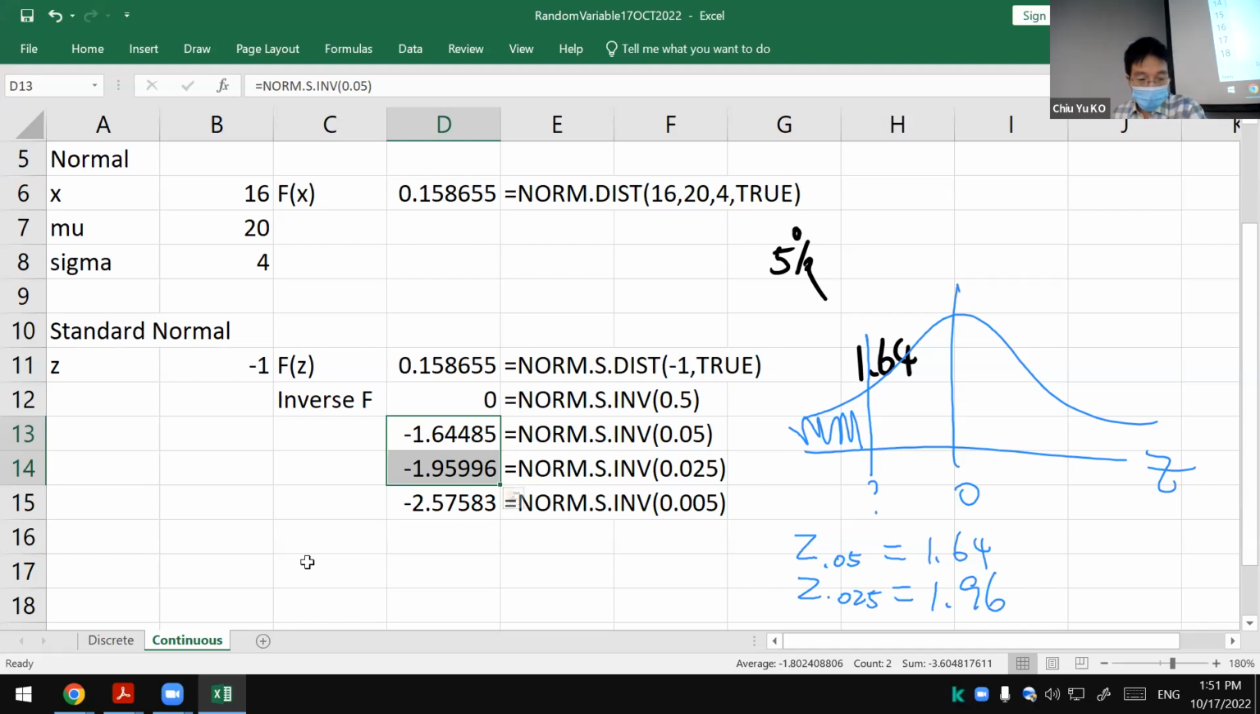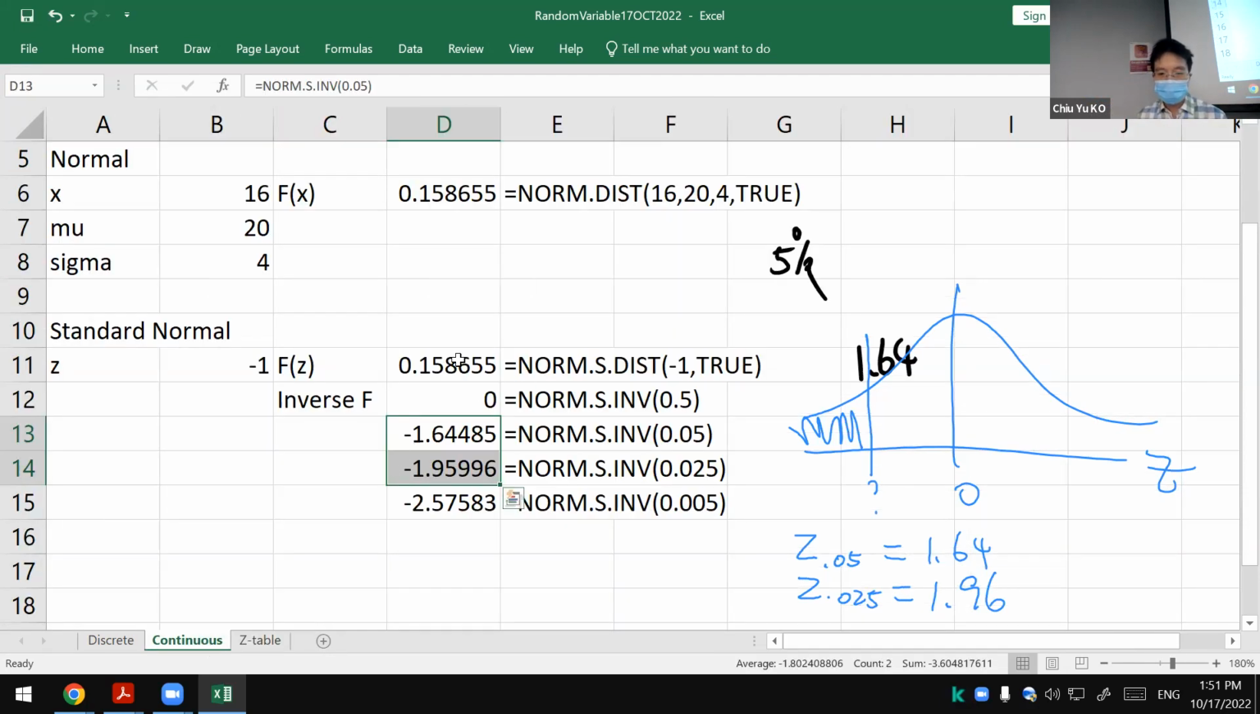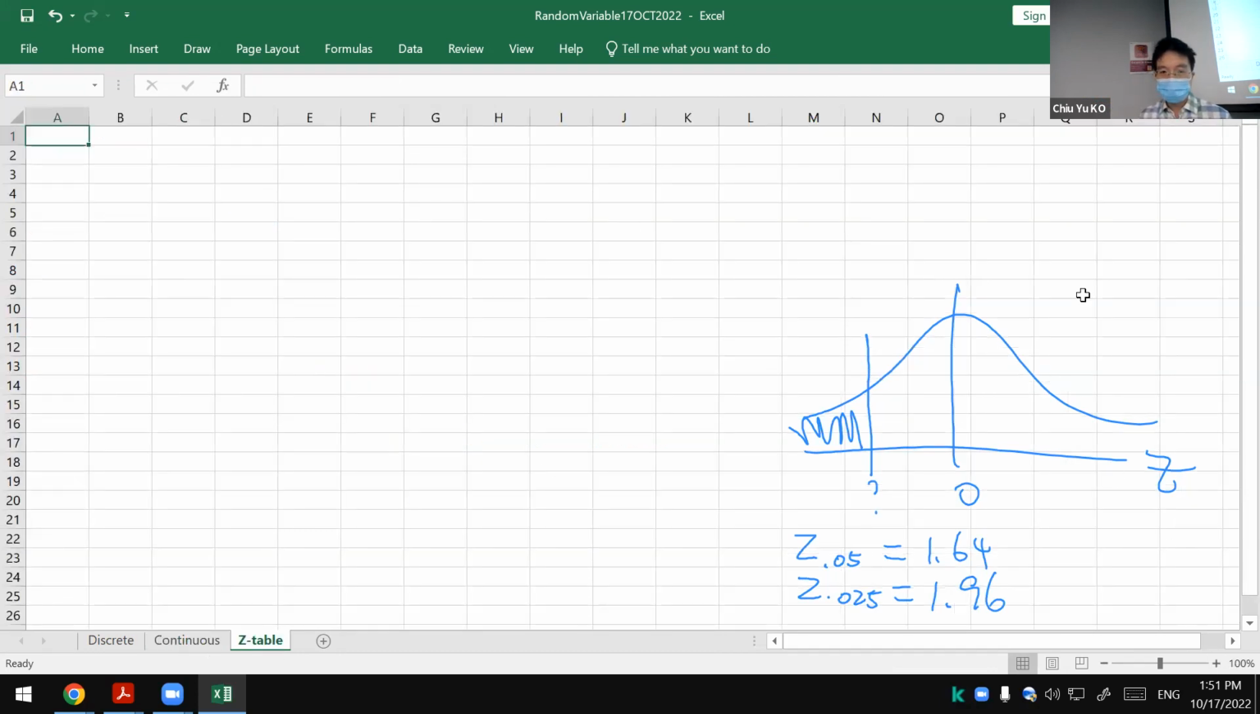So before we end with this Excel, I want to show you one thing: how we construct the Z table. As I mentioned, you can construct a Z table in 10 seconds. That's how I create that for you now. So let's create the Z table. We'll construct a Z table based on this NORM.S.DIST. That is not something very difficult to create.